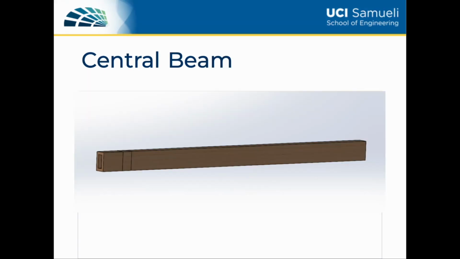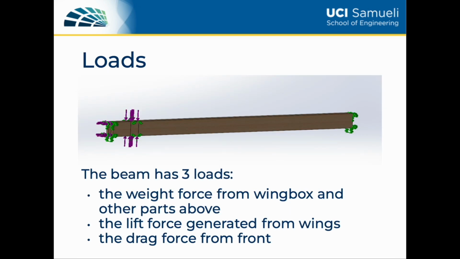The central beam is the structure that connects the front wing box and the rear wings. The split area in the front is the area that interacted with the front wing box. There are 3 loads for the beam: the weight force from the wing box and other parts above, the lift force generated from the wings, and the drag force from the front.